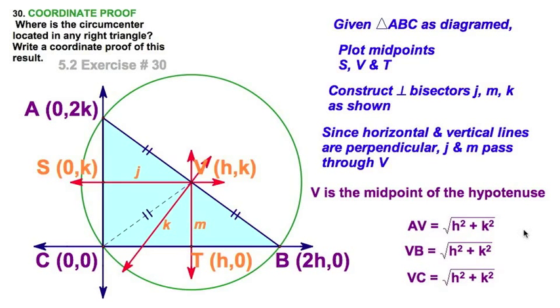We could pull up a little distance formula and we could check it out here. And the distance, for example, from C to V is, of course, well, you got it right there. I mean, you've got a delta x of h and a delta y of k. So the square root of h squared plus k squared, and you can see that no matter which of these three measurements you're talking about. So I think we're done.